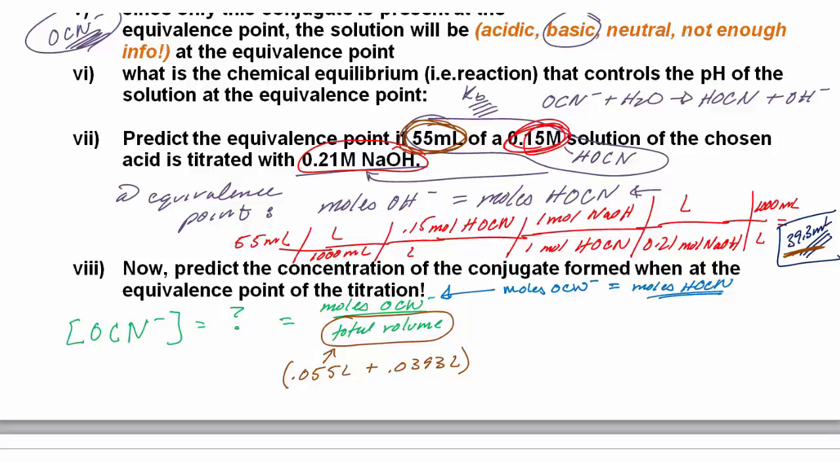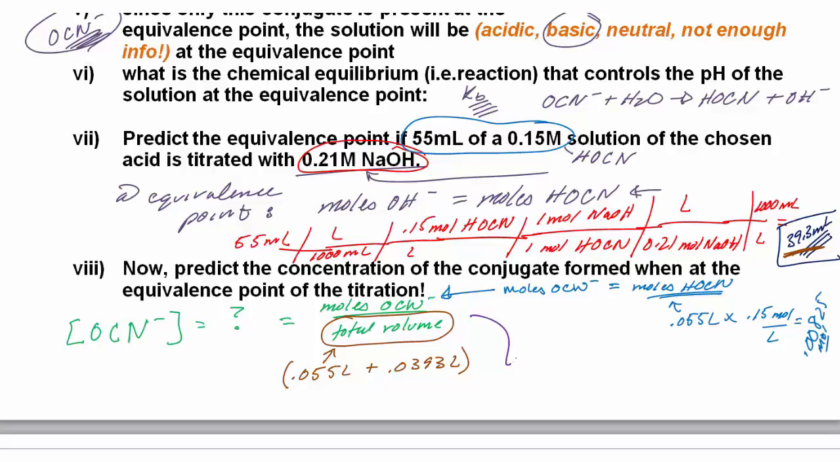We had 55 mils of 0.15 molar. So 0.055 liters times 0.15 moles per liter, and I'll have it. 0.055 times 0.15, 8.25 times 10 to the negative 3. 0.00825 moles.